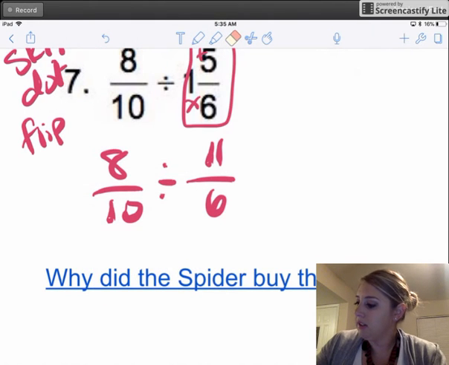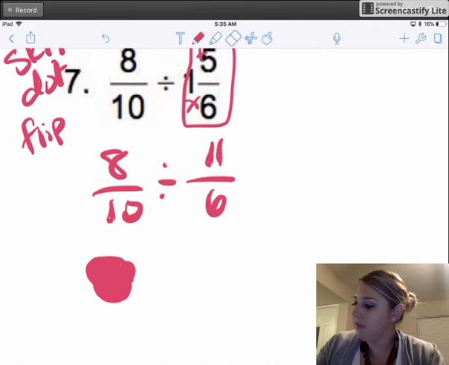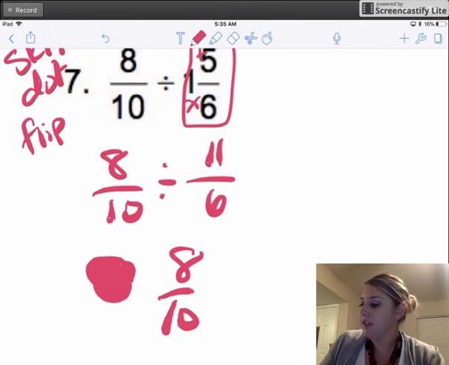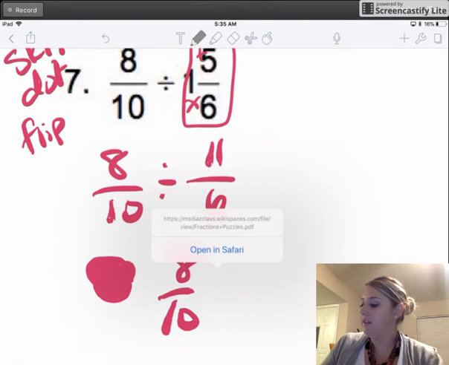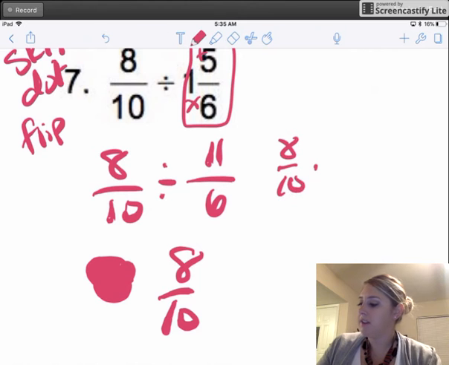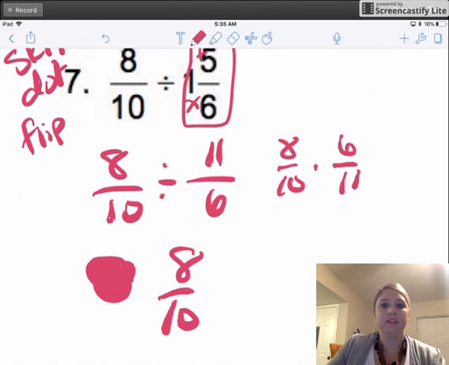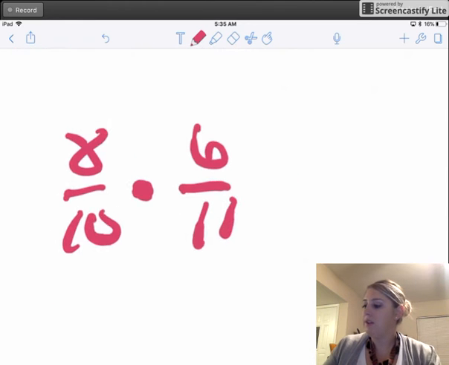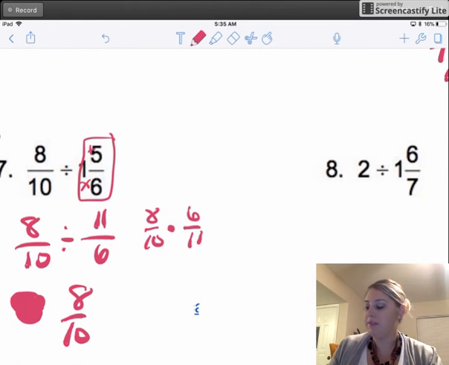Sorry, guys. Okay, so it's going to be 8 over 10, skip dot flip. I need to go to the other side. Skip dot flip. Right? Skip the first one, change this to a multiply, and flip. So now that we're here, we skip dot flipped.